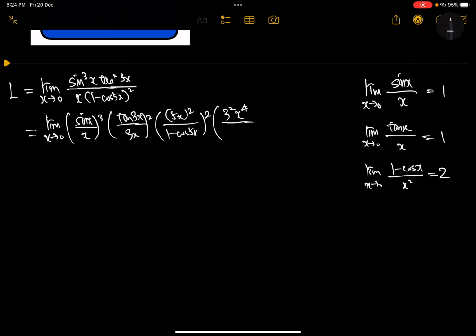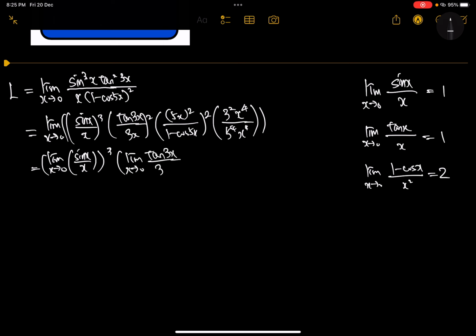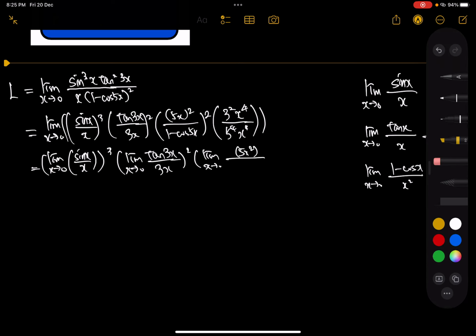And then here there's a 5 to the power 4 x to the power 4. And that's the entire limit. And then obviously we can split limits when they're multiplied. The limit of sine x over x, cubed, the limit of tangent 3x over 3x, squared, and the limit of 1 minus cosine 5x over 5x squared. Whoops, that's absolutely wrong.